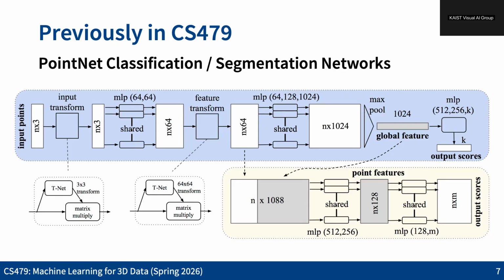And the idea for the segmentation architecture is to combine the global feature here and also the per-point features here in a way that we can also have layers processing each of the per-point features like this. So this will be basically the architecture that you'll need to implement in the first assignment.